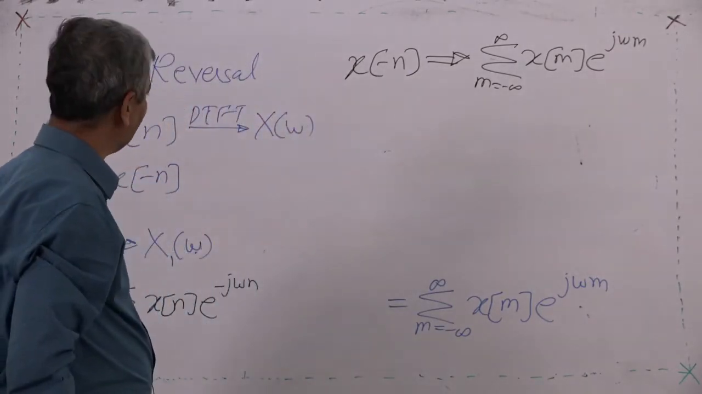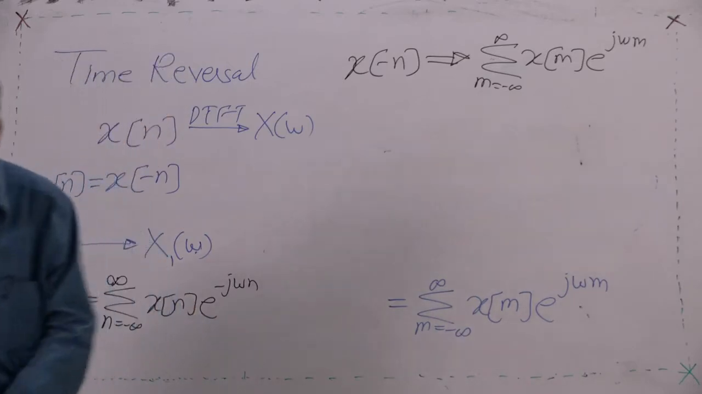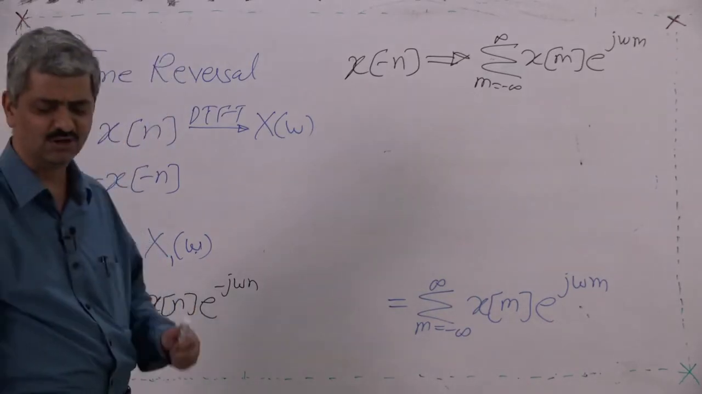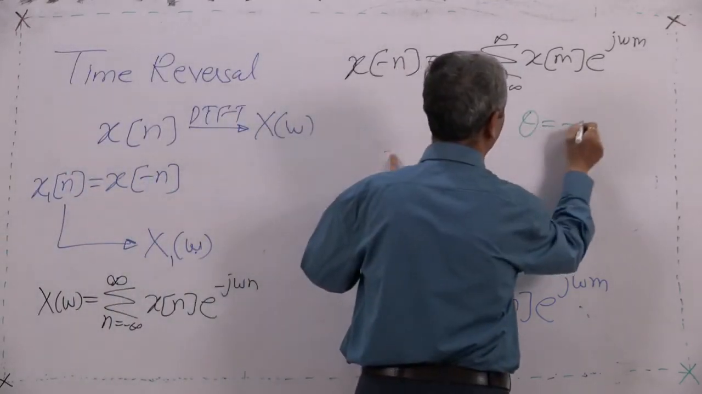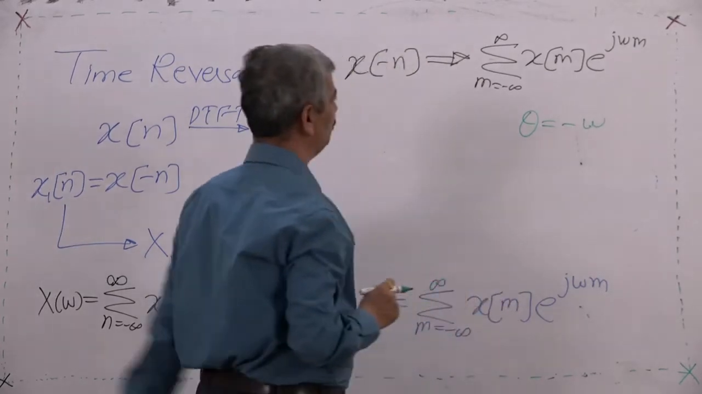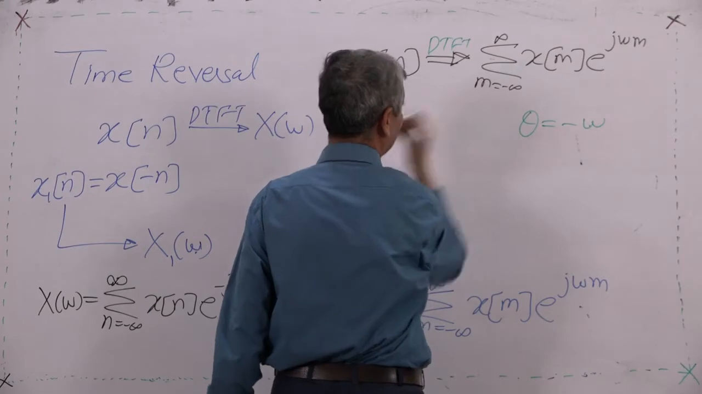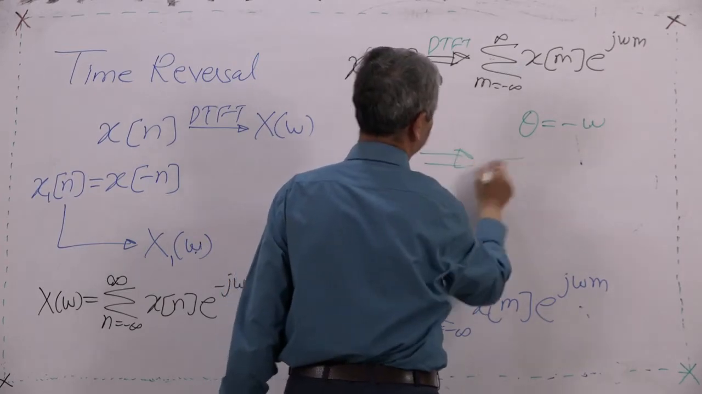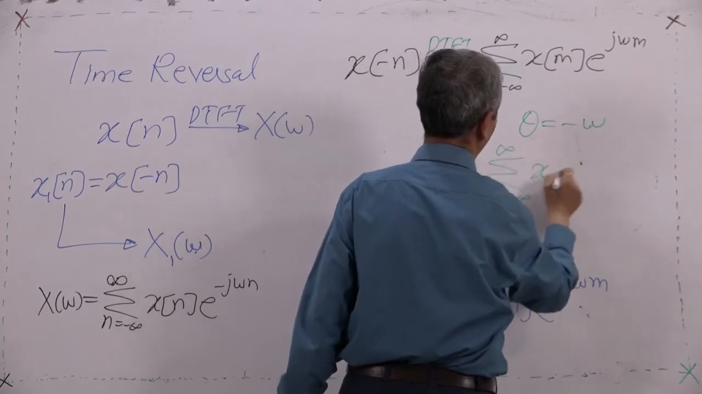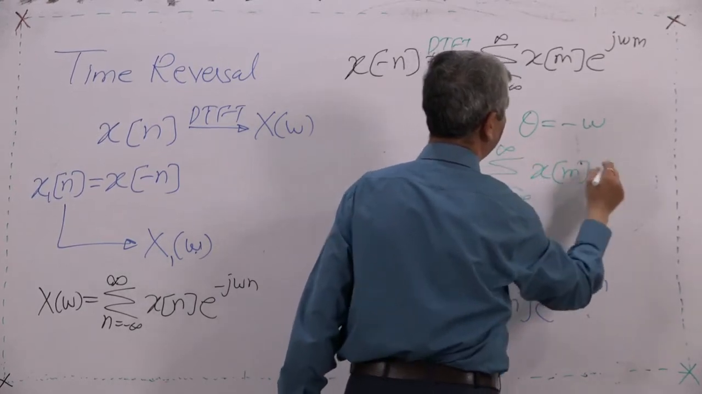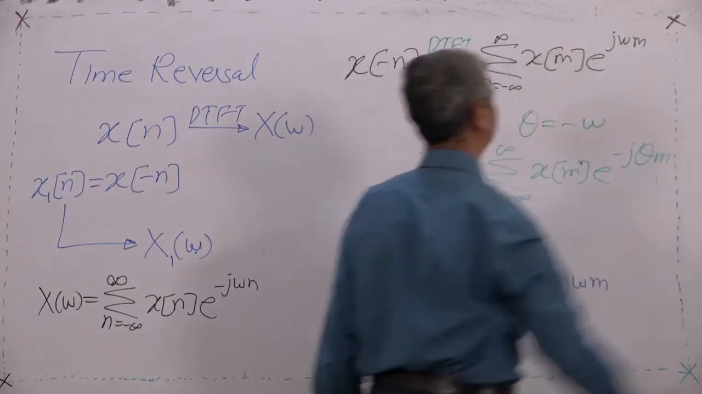Now I can put another substitution. It is not required, but you should not ask any question, I am doing it. So I will put theta equal to minus omega. So what is x of n's DTFT? What is this term? Summation m equal to minus infinity to infinity x of m e raised to minus j theta m.